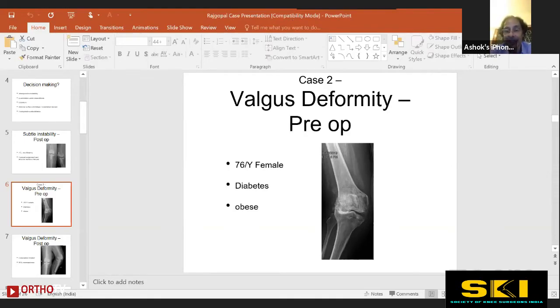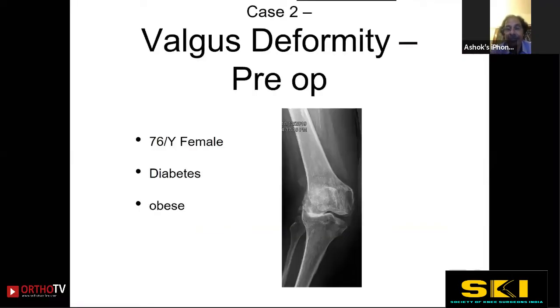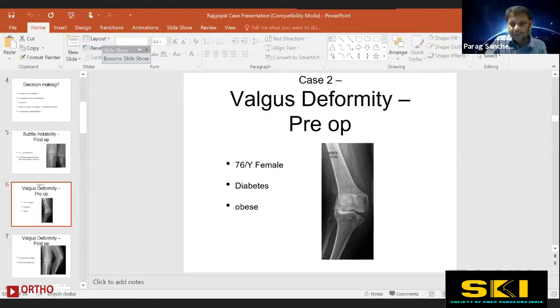Any comments? Parag, can you show us the post-op? Yeah, Jacob, you want to make any comments? This is the post-op X-ray.